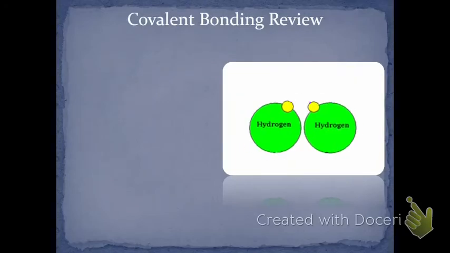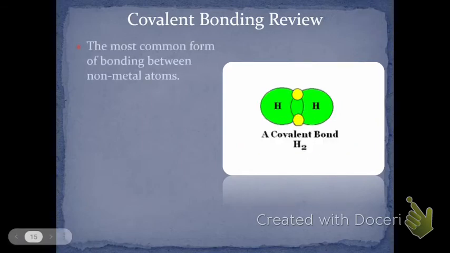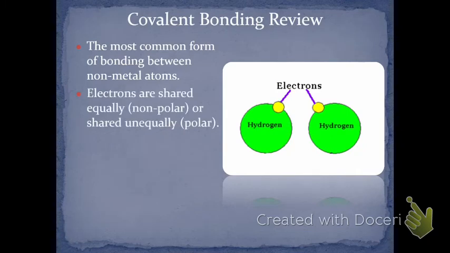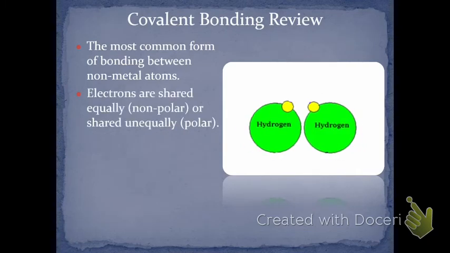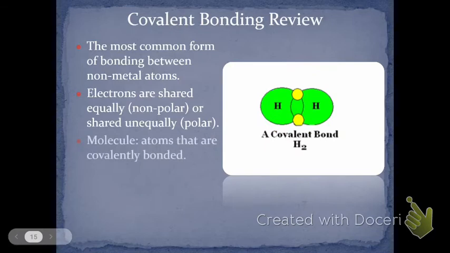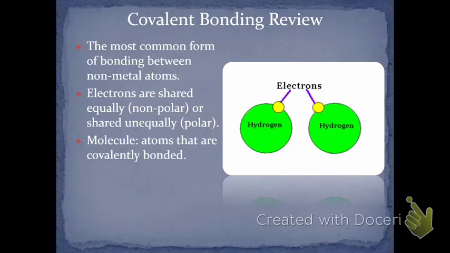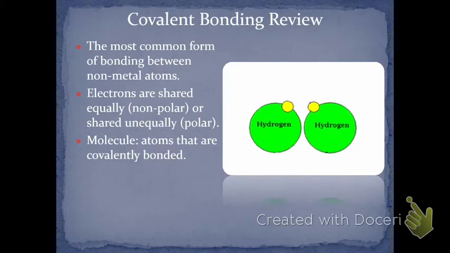All right, so just quickly, a quick review about covalent bonding. They form between nonmetal atoms. There's two types of covalent bonding: you've got polar and nonpolar. If it's nonpolar, the electrons are being shared equally. If it is polar, they're being shared unequally. The name of a compound that is formed covalently is called a molecule.